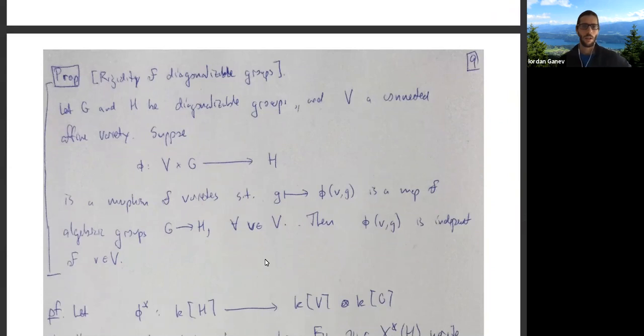So if we have a family of homomorphisms of algebraic groups from G to H, G and H both being diagonalizable, and when we say family of group homomorphisms, we formalize that by writing it as a map from V cross G to H, where V is some connected affine variety, and if we fix our little v, then we get a group homomorphism like so. Okay, so the claim was that this family is actually the trivial family.